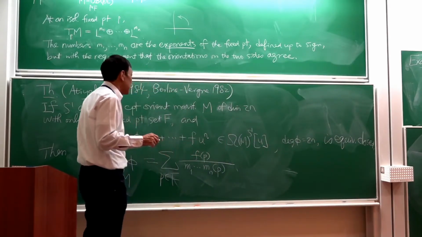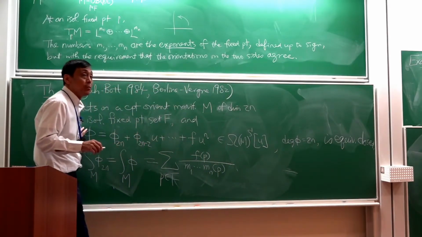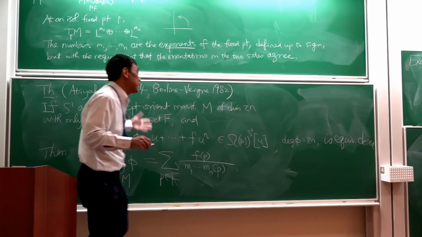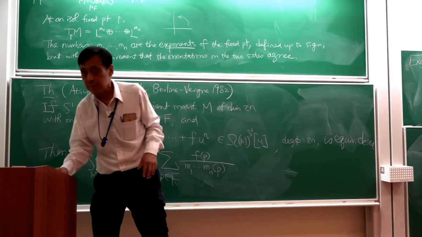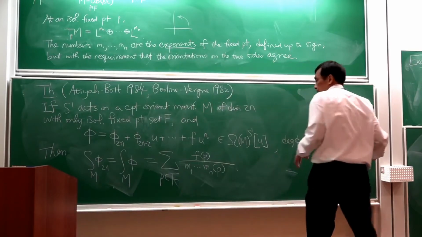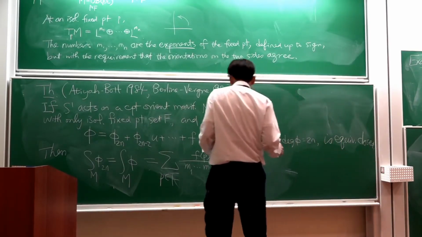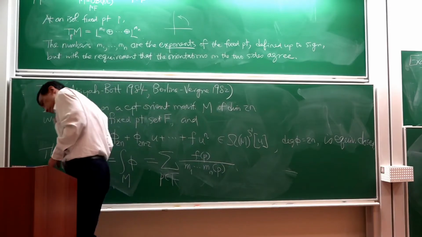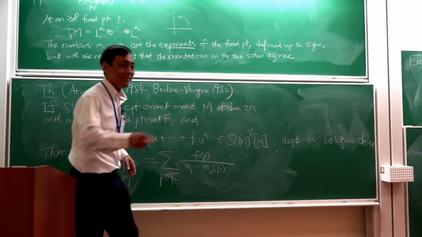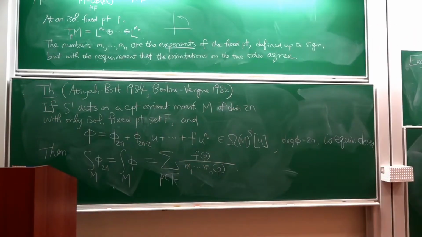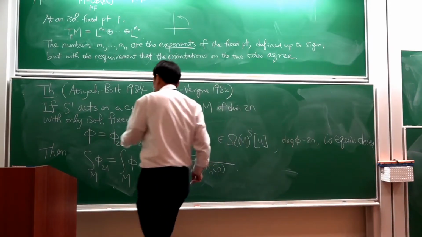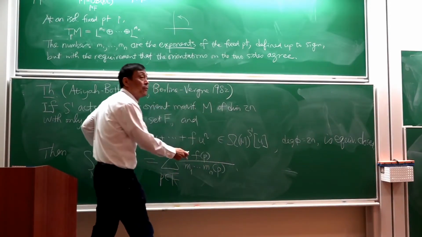So, what is the condition for phi to be equivariantly closed? Maybe we should look at that first. What happened to my eraser? Oh, it's over here. So the question is, what is the relation between phi 2n and f?